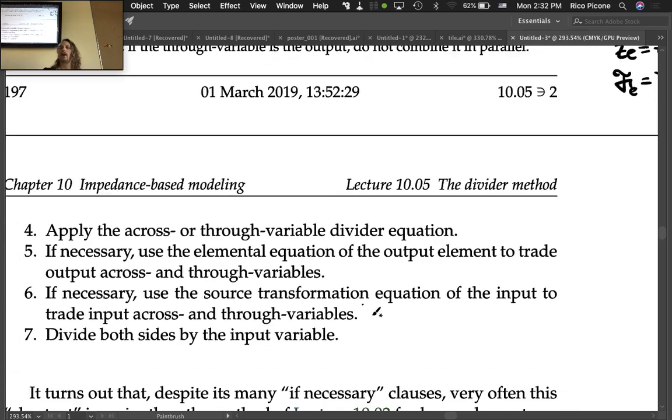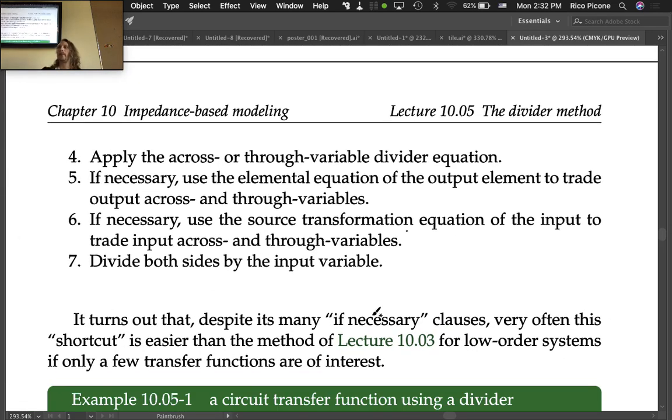You might have used the across variable divider and gotten a relationship to the voltage, or to the across variable, when you wanted the relationship to the through variable. If that's the case, then you need to use the elemental equation to transform that, which is a very easy step. We'll do that in an example in a moment. 6. If necessary, use the source transformation equation of the input to trade the input across and through variables. Once again, you might want the source in terms of a through variable or an across variable, and you can transform them using the Norton-Thevenin equivalence. We'll also do an example of that.